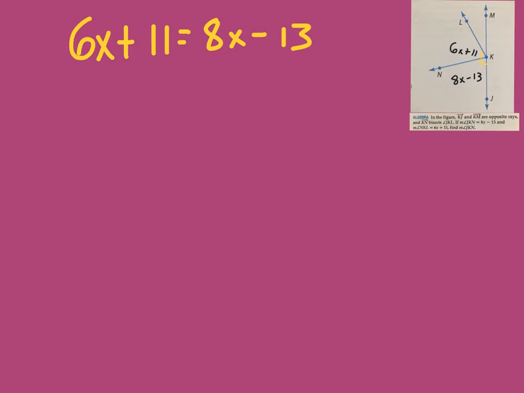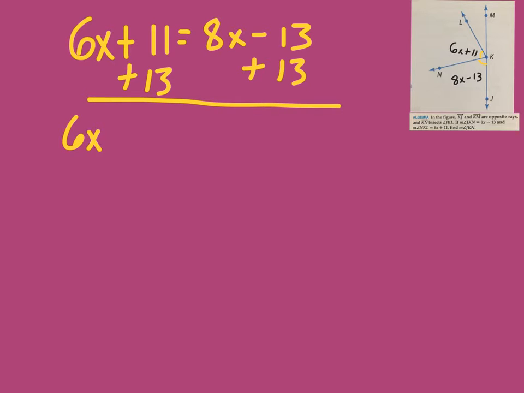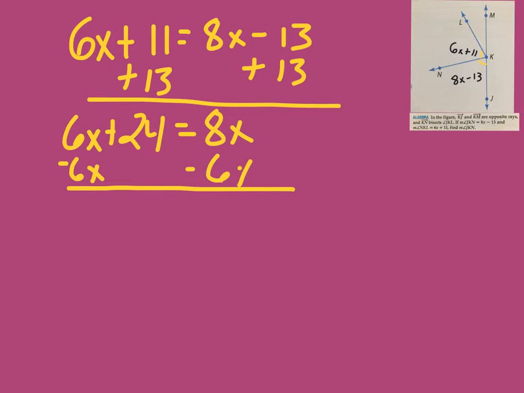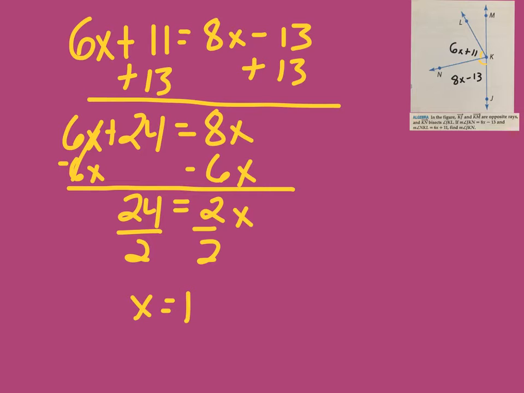Now I can solve for x, and we're going to solve for x by doing algebra. We're going to add 13 to each side. What I get is 6x plus 24 equals 8x. Then I'm going to subtract 6x, and I'm going to get 2x over here and 24 there. Now to solve for x, my last step would be to divide by 2, and I get x is equal to 12.